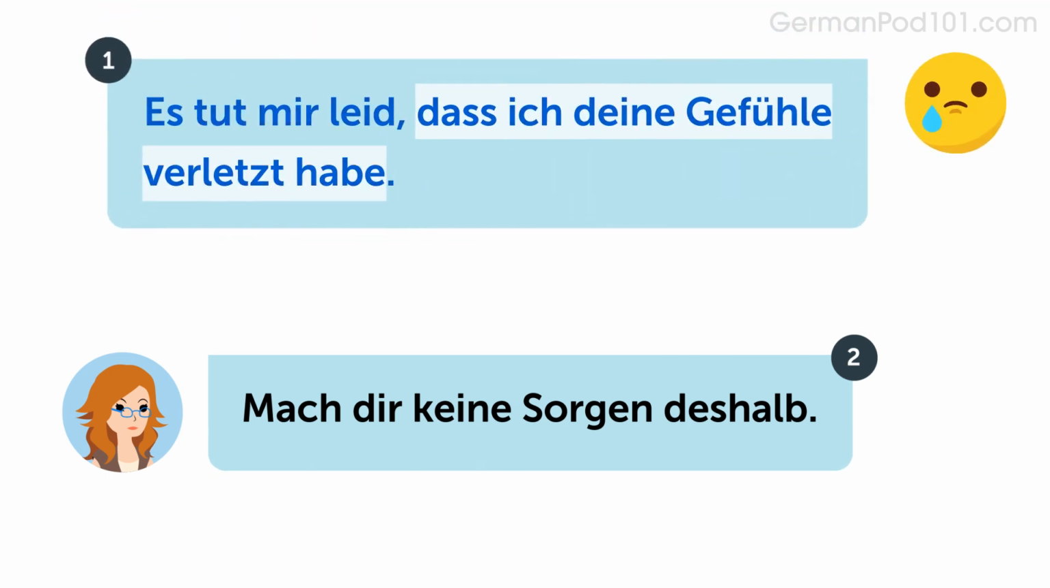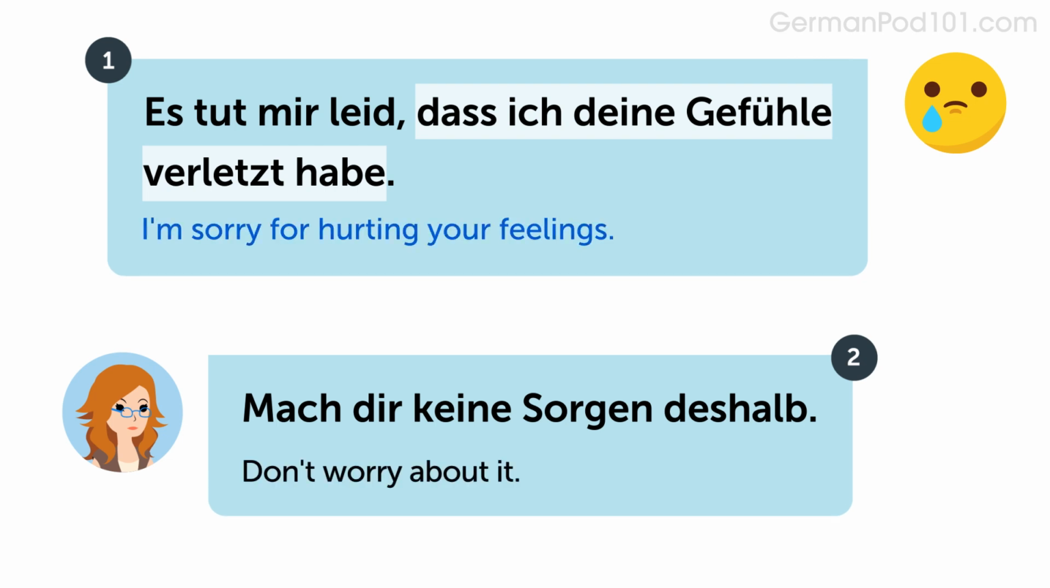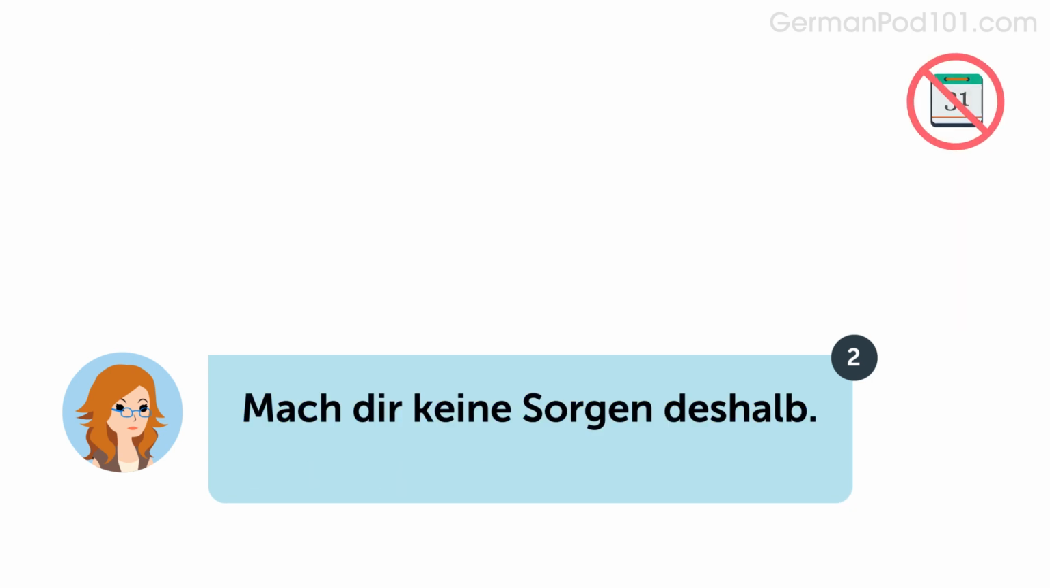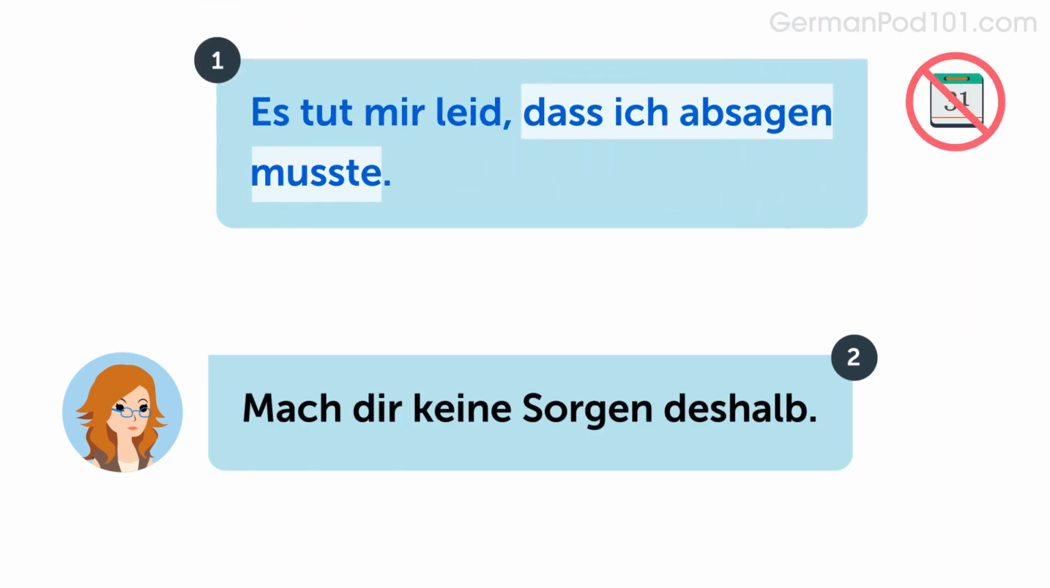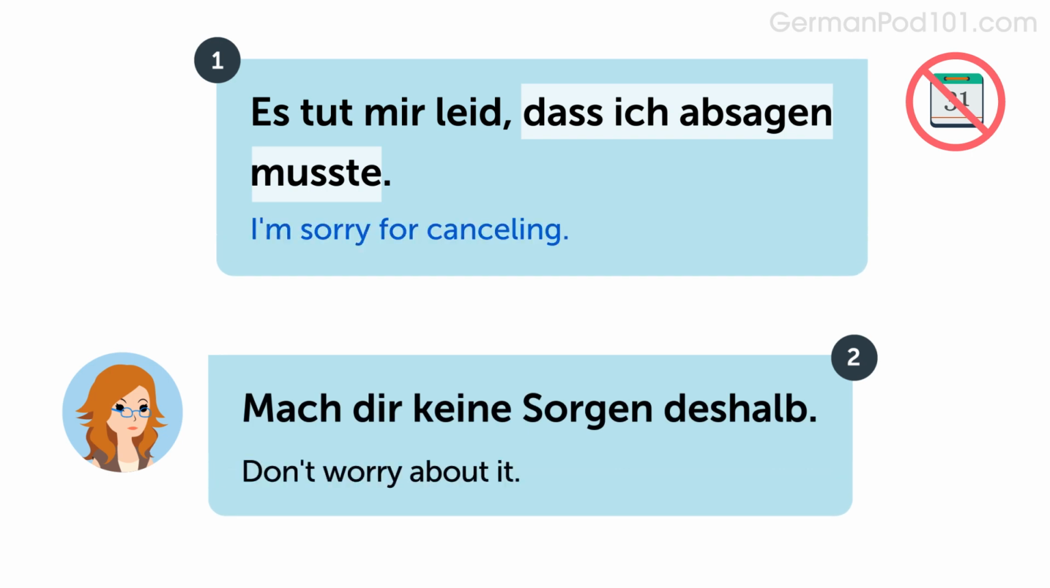Es tut mir leid, dass ich deine Gefühle verletzt habe. Mach dir keine Sorgen deshalb. I'm sorry for hurting your feelings. Es tut mir leid, dass ich deine Gefühle verletzt habe. Don't worry about it. Mach dir keine Sorgen deshalb. Es tut mir leid, dass ich absagen musste. Mach dir keine Sorgen deshalb. I'm sorry for canceling. Es tut mir leid, dass ich absagen musste. Don't worry about it. Mach dir keine Sorgen deshalb.